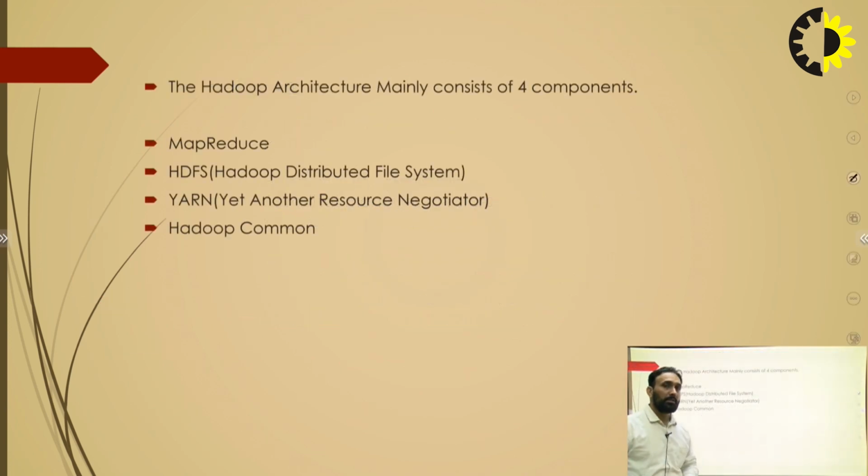Now, as I said in my introductory slide, we are discussing Hadoop components. Hadoop has four components. First one is MapReduce. Second one is Hadoop Distributed File System, called HDFS. Then Yet Another Resource Negotiator, YARN, and Hadoop Common. These are the basic 4 components by the help of which the complete Hadoop system, or we can say architecture, is designed, or we can say these are the minimal requirements to perform Hadoop operations on data.